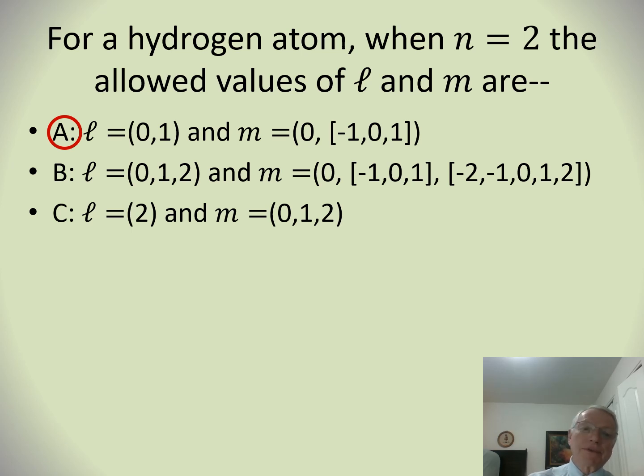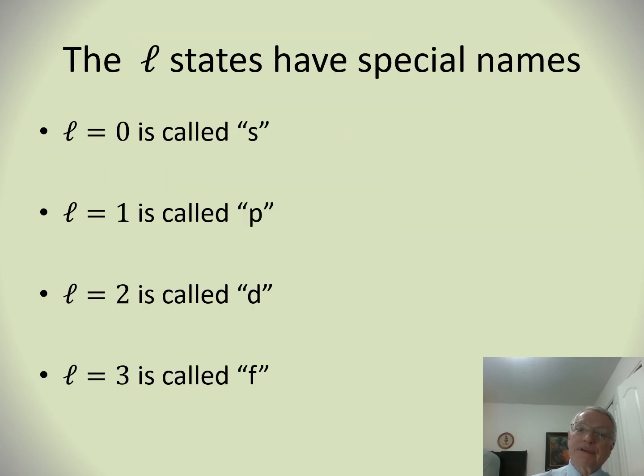And then as you go up to n equal 3 and 4 and 5, it proceeds similarly. For historical reasons, which we shouldn't have to worry about today, but unfortunately these names stuck and we still use them today, L equals 0 is called S, and L equals 1 is called P, L equals 2 is called D, and L equal to 3 is called F.